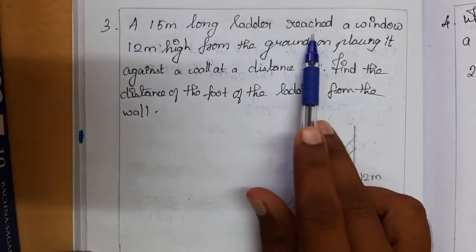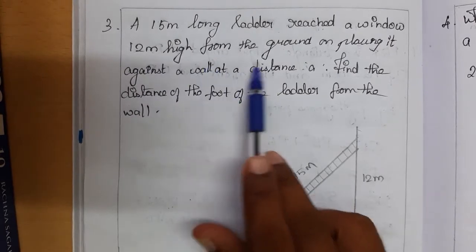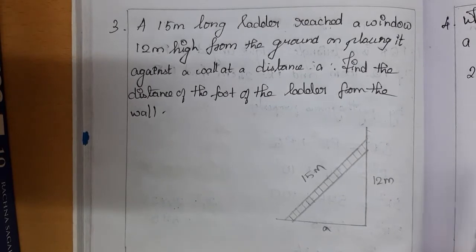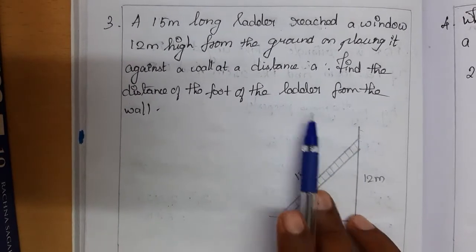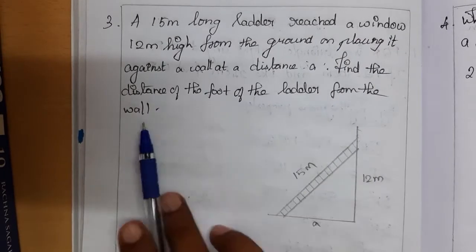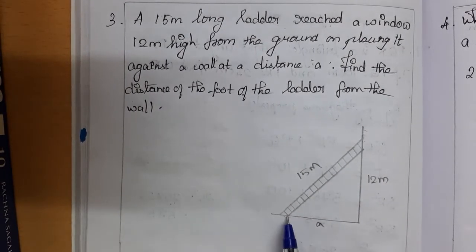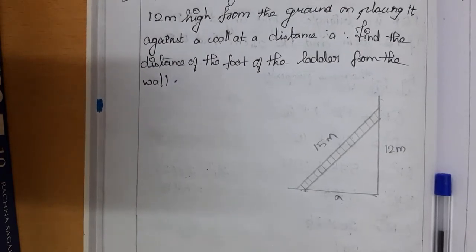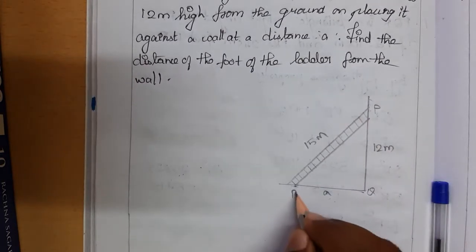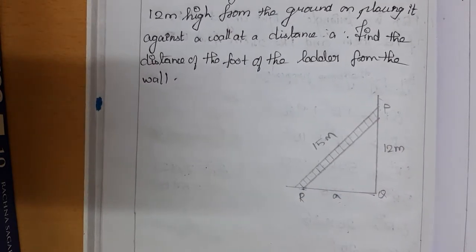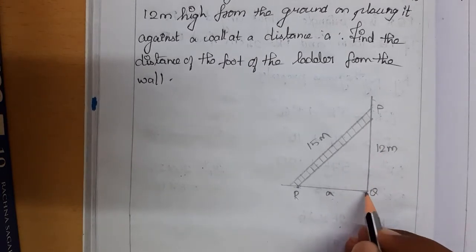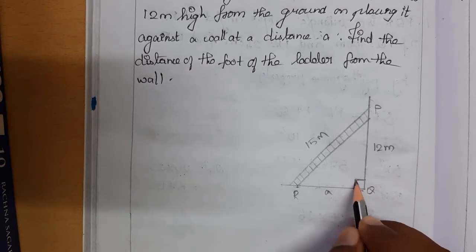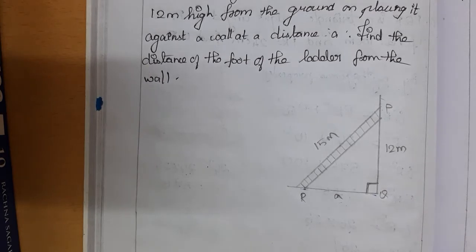A 15-meter long ladder reached a window 12 meters high from the ground on placing it against the wall. So the long ladder is placed against the wall. This will be the ground and this will be the wall. Find the distance of the foot of the ladder from the wall. So this distance A we have to find. There are no names, so let me name it P, Q, R, where there will be a 90 degree angle between the wall and the ground, right? In between the wall and the ground it is always 90 degrees, no slanting wall there, right?